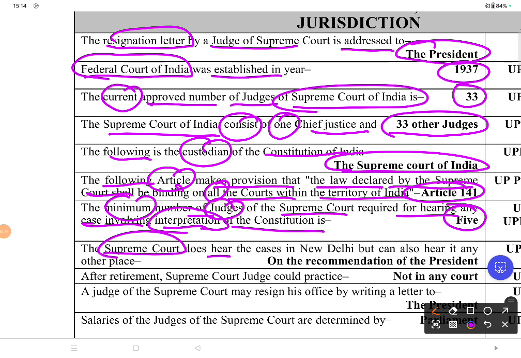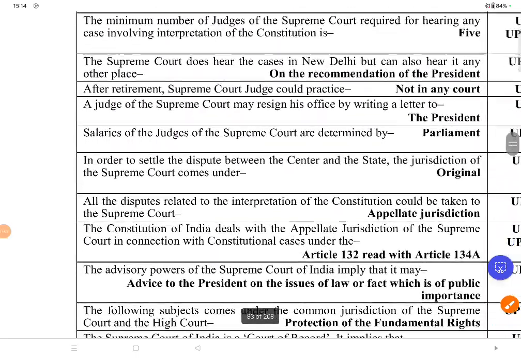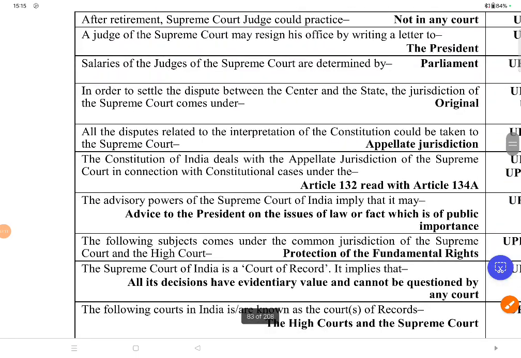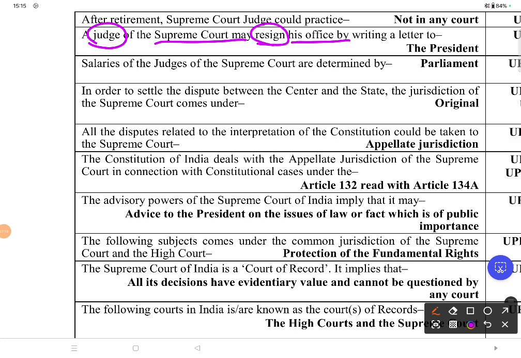The Supreme Court hears cases in New Delhi but can also hear them at any other place on the recommendation of the President. After retirement, a Supreme Court judge cannot practice in any court. A judge of the Supreme Court may resign his office by writing a letter to the President. Salaries of judges of the Supreme Court are determined by the Parliament.